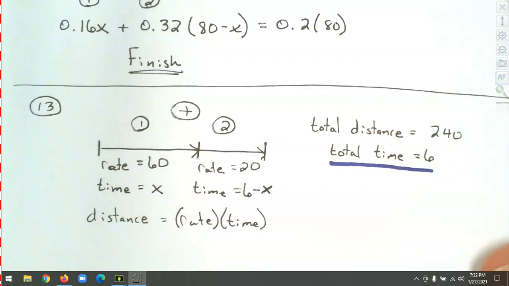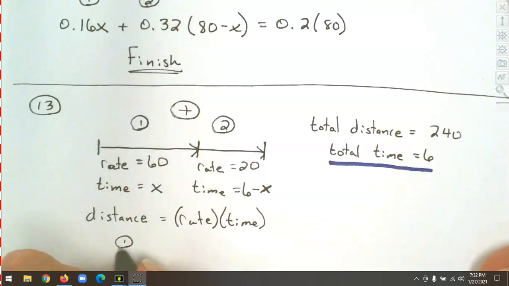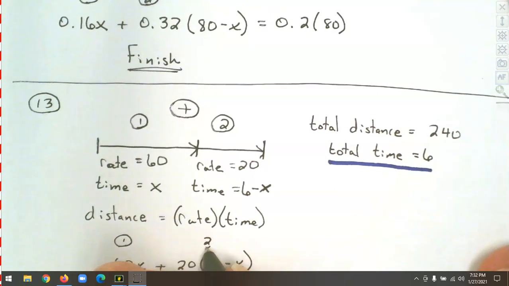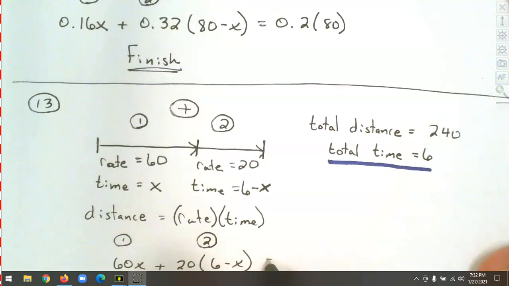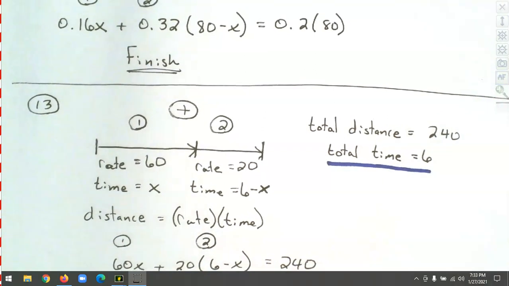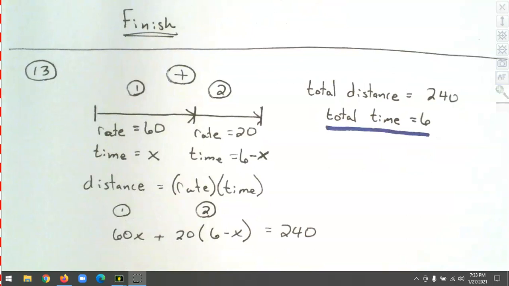So let's build our equation. And we know for our first one, we've got 60x there. For our second one, we've got 20 times 6 minus x. And what's our total distance? Our total distance is going to be what? 240. So now you should be able to finish it.